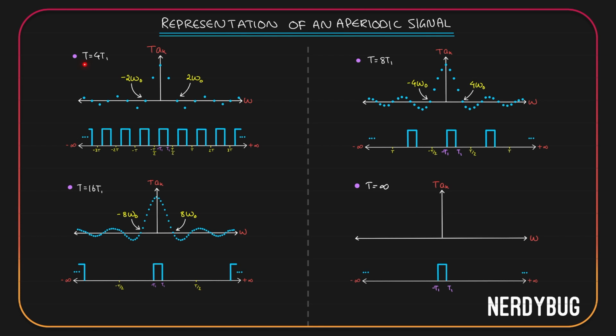Also, as we increased time period from 4t1 to 8t1 to 16t1, the plot of TAK gradually changed from this to this to this. We're getting more points and they're getting closer and closer to each other. So if t is increased so much that t is equal to infinity, the plot of TAK will actually become continuous and it will look like this. The plot of TAK approaches the envelope function.